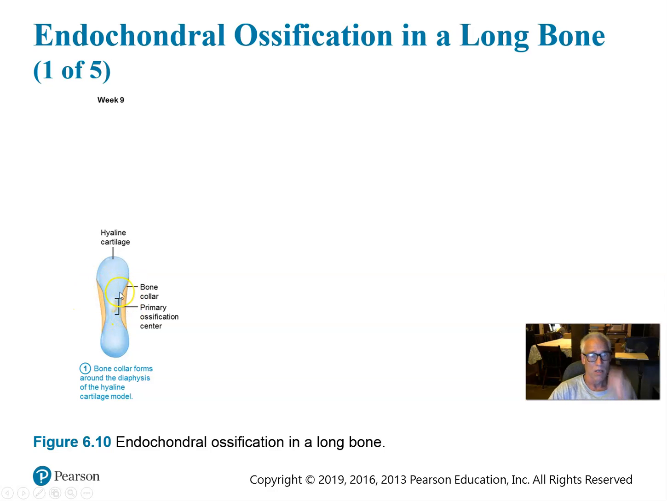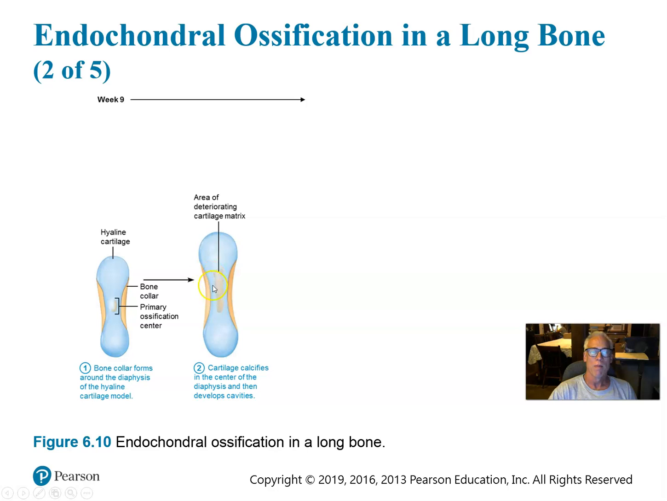Some cells arise here that are going to be able to secrete bone matrix, and this essentially starves the cells in the interior, because as you may remember, hyaline cartilage has no blood vessels of its own. So the interior of the tissue begins to deteriorate, and it begins to calcify. Calcium phosphate crystals begin to form and precipitate in this inner part. It gets kind of crunchy and calcified in there.